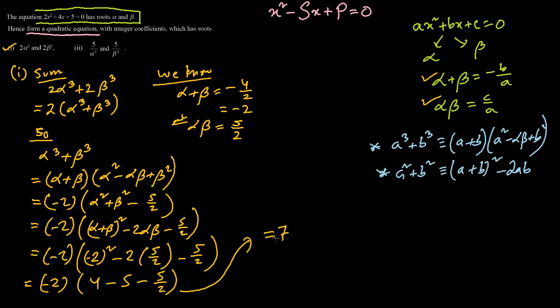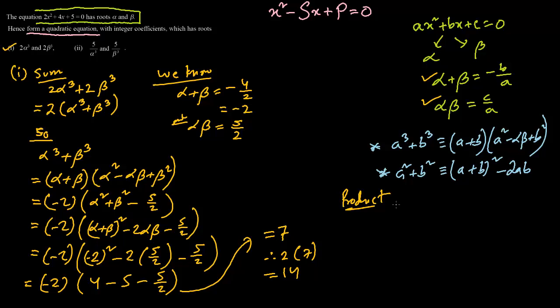So we have found the value of alpha cubed plus beta cubed. We originally wanted to find the sum of the roots, which is 2 into that. Therefore, 2 into 7 equals 14. This is the sum of the roots. Now we need to know the product of the roots. So let's find the product of the roots.